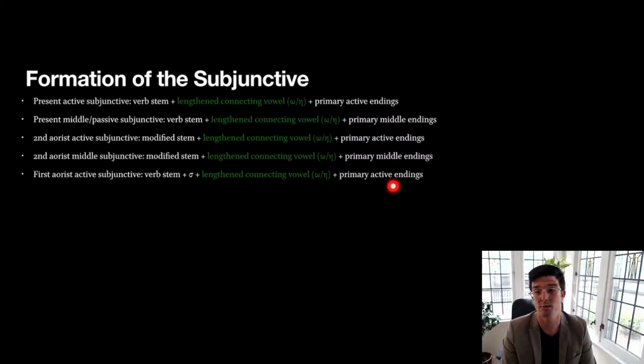And so what you're going to see when we look at this paradigm is that many of these first aorist active subjunctive forms actually look a whole lot like what? Since we have a sigma there. That's right, the future indicative.